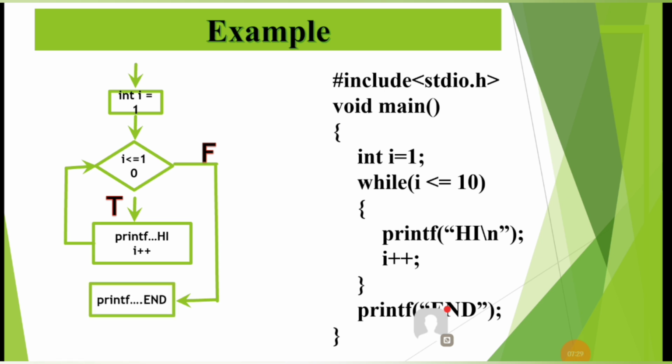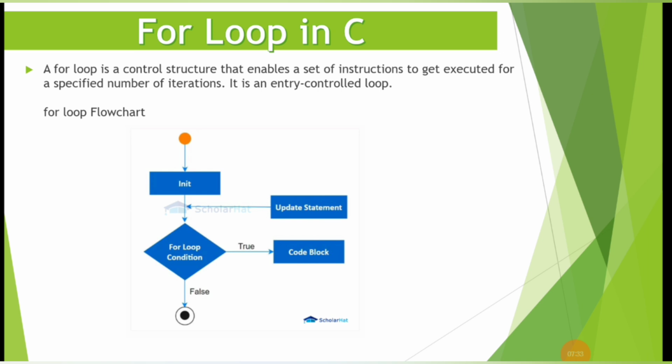So next, the for loop in C. A for loop is a control structure that enables a set of instructions to get executed for a specified number of iterations. It is an entry control loop. So a for loop is also called an entry control loop because here also the condition is checked before entering into the loop. So here is a flowchart for a for loop.